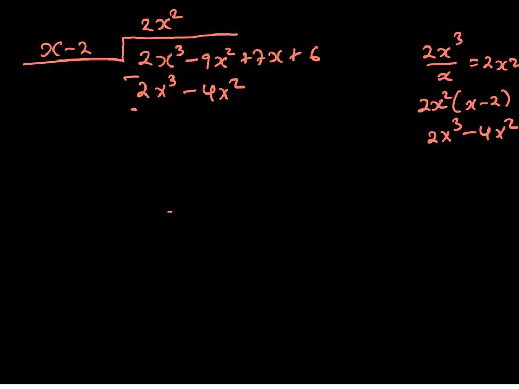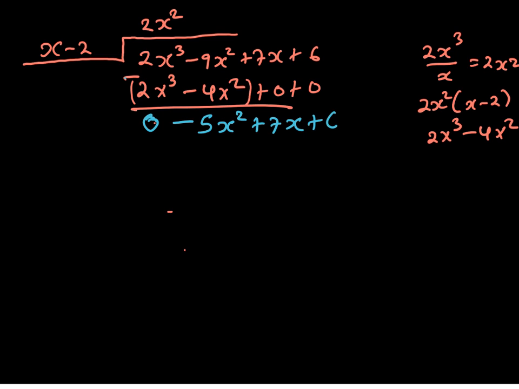Let's subtract. Be careful when you are subtracting. There is a bracket here which we don't always put, but for convenience, always put that bracket. It is going to help you a lot. So when you subtract, this is going to be 0. Then this is now a positive 4, so we have minus 5x squared plus 7x plus 6.